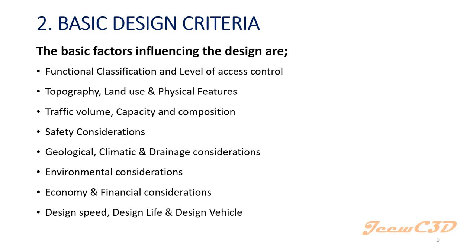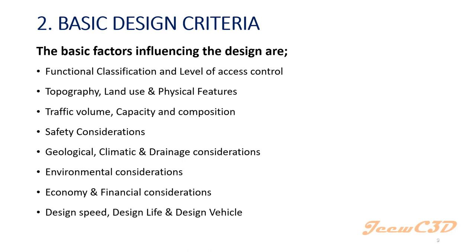Then you have the topography, land use and physical features. These criteria also should be considered when designing roads. Topography means what kind of land, what kind of area you have. I will be discussing it in detail in a later slide under vertical alignment, but in general, topography means whether you have a flat land or a mountainous land, or a combination of mountainous and flat land in the area where you design the road.